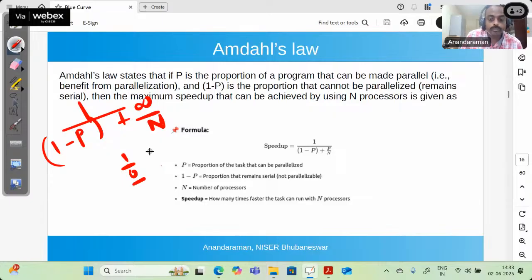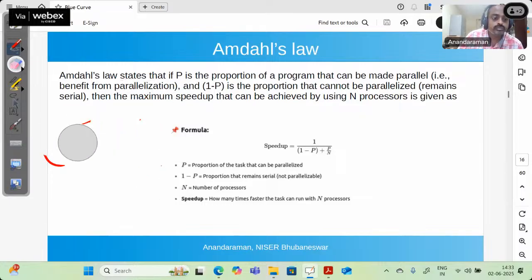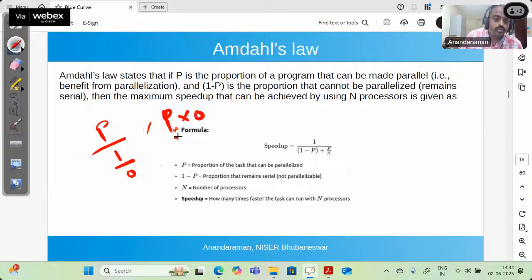Here p by n, if n is infinity, p by n will become 0, since anything divided by infinity is 0. So this component will be removed. If the number of processors is infinity, this component will be removed.